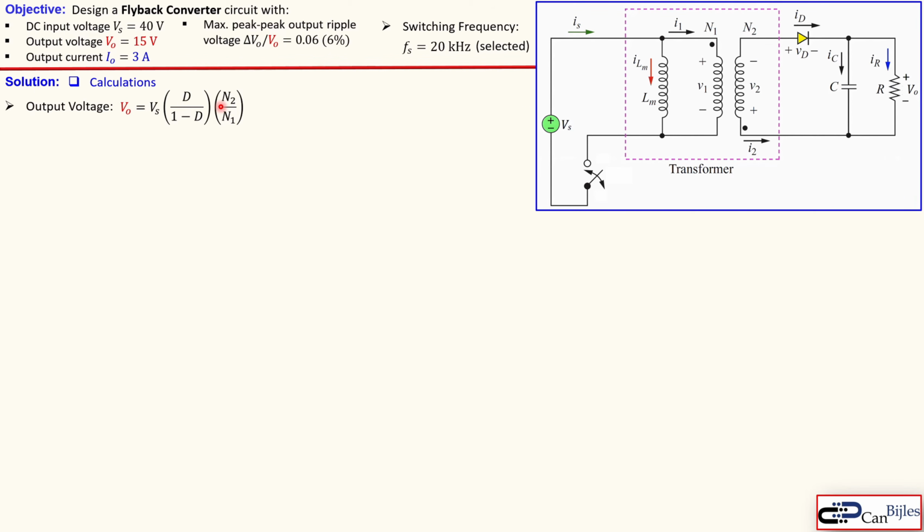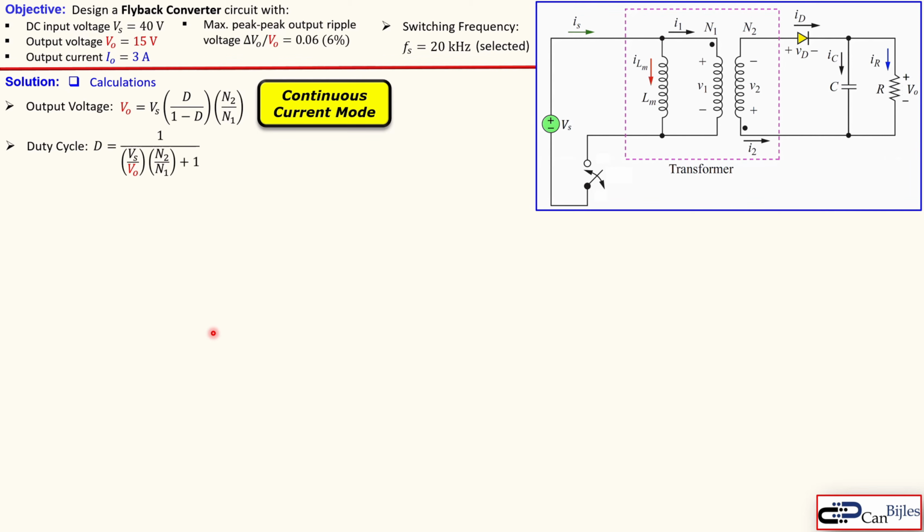You see the duty cycle and the ratio of N2 and N1, which is the ratio of the transformer turns. And this is only valid again for continuous current mode. Now from there I can rewrite this and get an expression for the duty cycle, which is then again D is equal to 1 over the ratio source voltage divided by the output voltage times N2 over N1 plus 1 here.